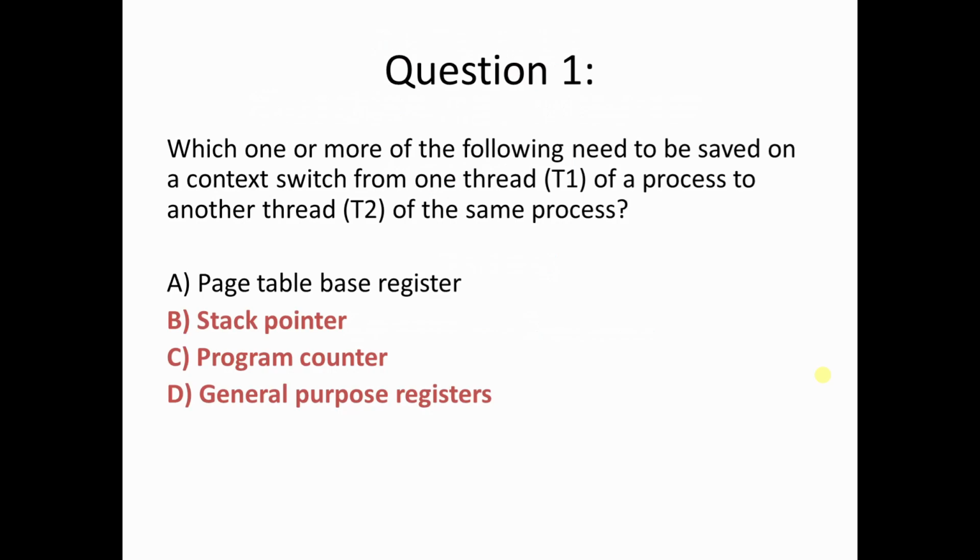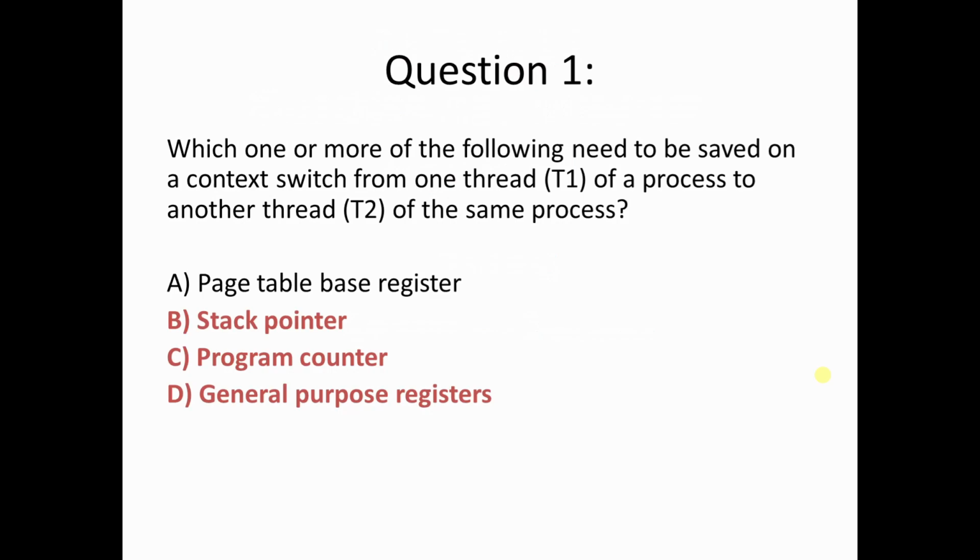So the first option is page table base register. This register holds the base address of the page table for the currently executing thread, and all the threads will have the same page table, so there is no need to save this page table base register.